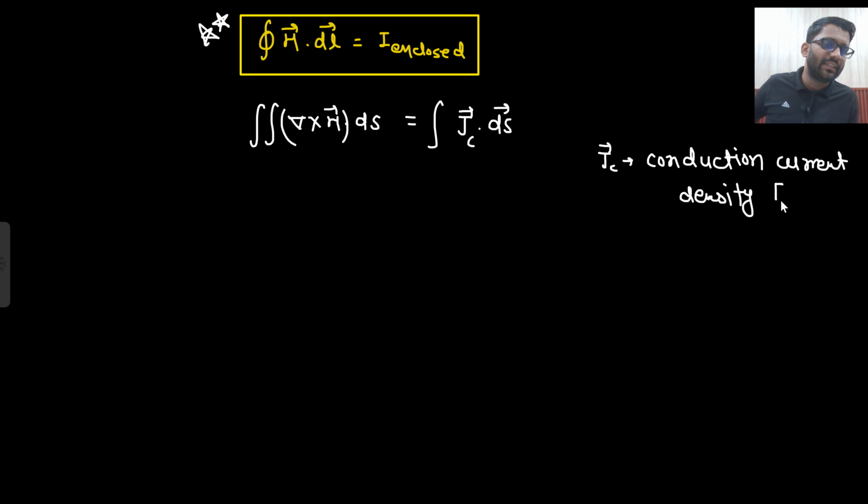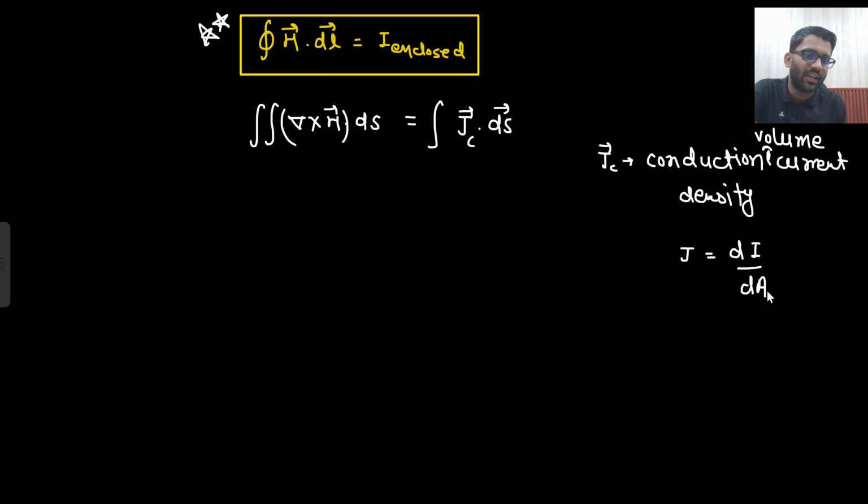Actually it is conduction volume current density I should have said. But if they are not mentioning volume current density or surface current density, by default you will take volume current density. It was di by dA. What do you mean by conduction current density here? The normal current that we study. Let's say this is a resistance; if current is flowing, that is known as conduction current.